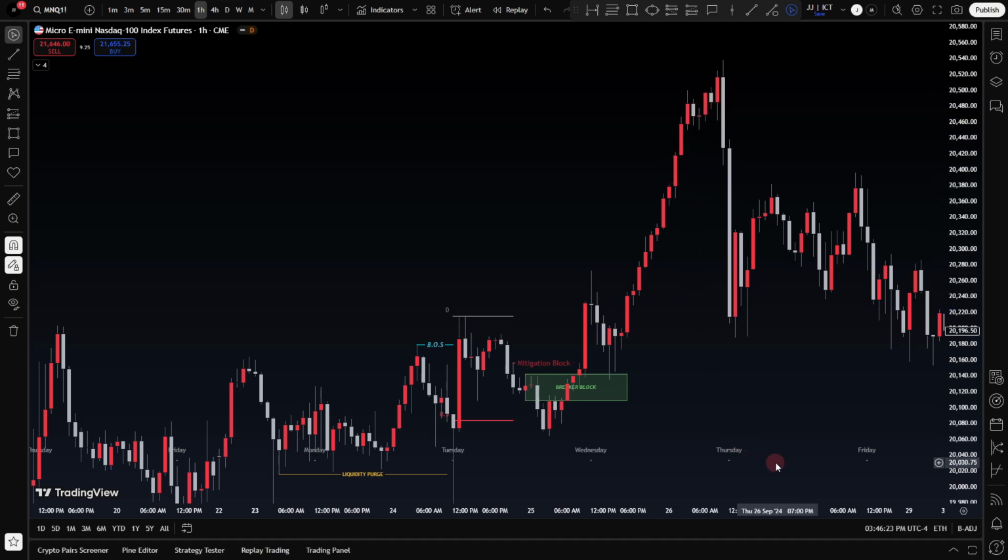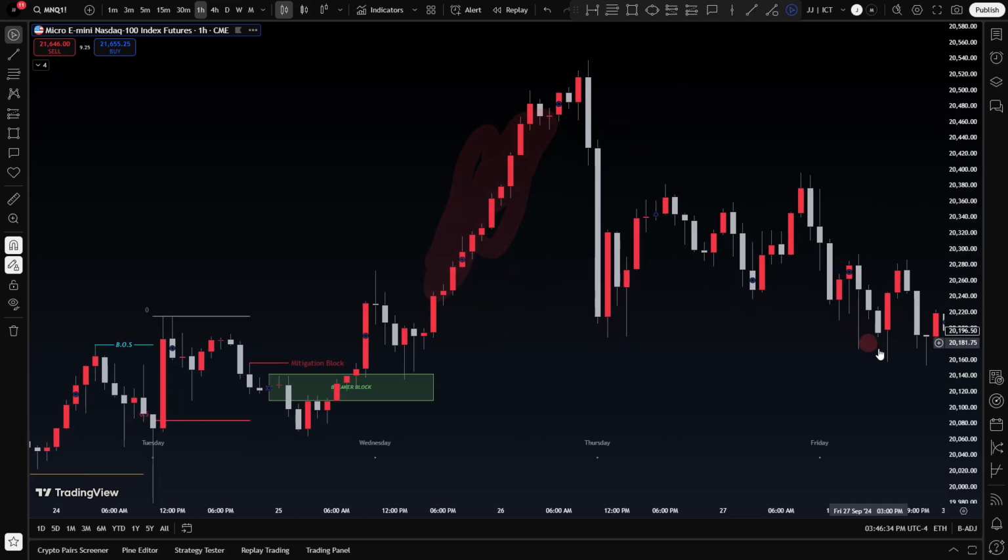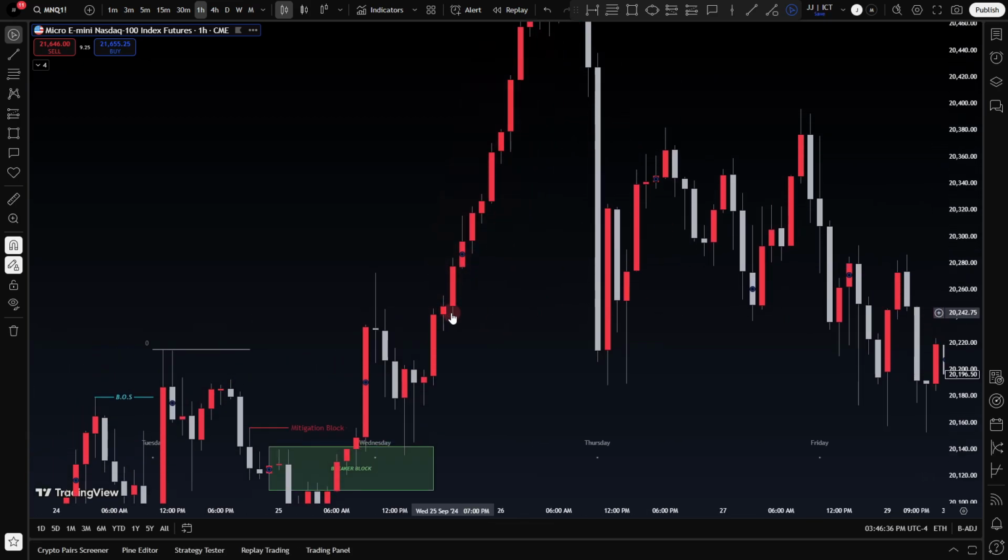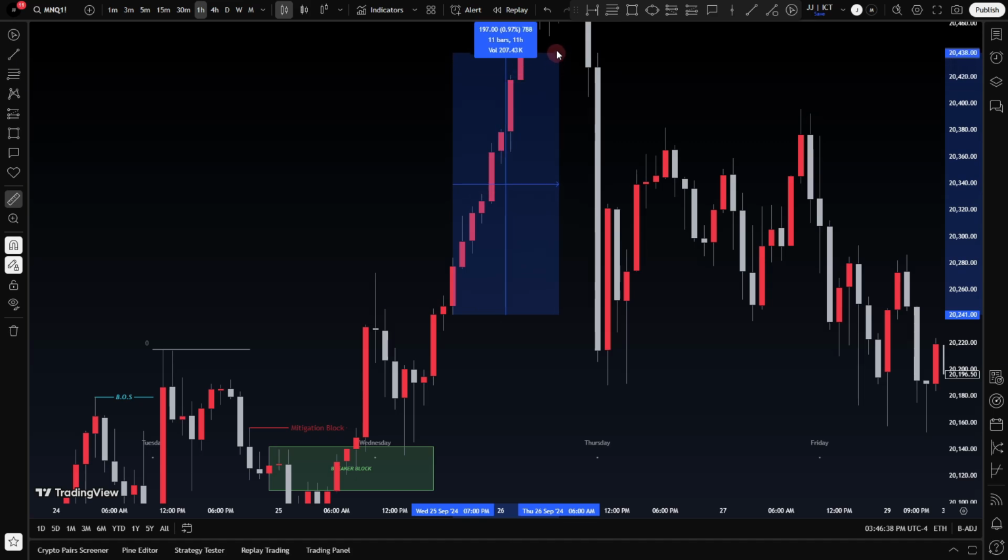Okay, now this is where we need to analyze this right here. This is where we need to pay attention. Or how do I draw with this? Just wait. Oh yeah, right here. This is what we need to be paying attention to. This move right here, the fact that we had such a large rally right after Wednesday's close.